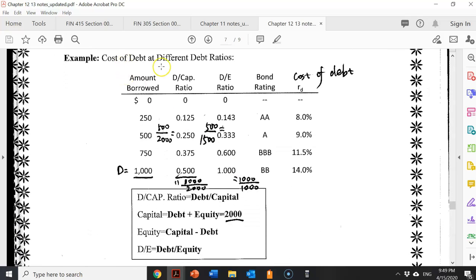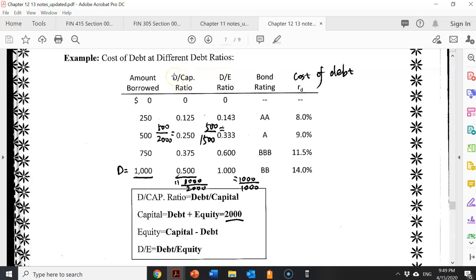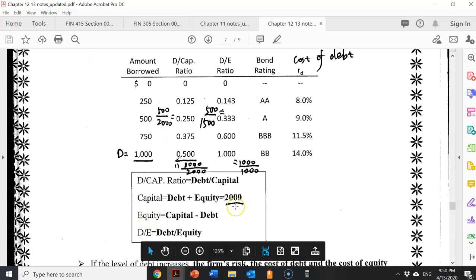Example: cost of debt at different debt ratios. For this firm, the first column shows the amount we borrow by debt, which increases from 0 to 1,000. The second column shows the debt over capital ratio for the firm, which increases from 0 to 0.5. Debt-capital ratio is debt over capital. We know for the firm, the total capital is 2,000, and it's the sum of debt and equity. Equity is capital minus debt.